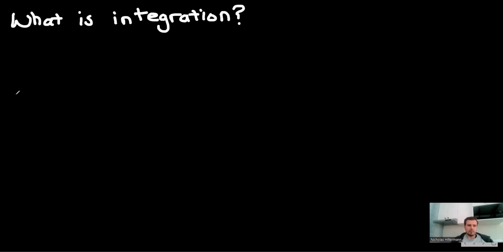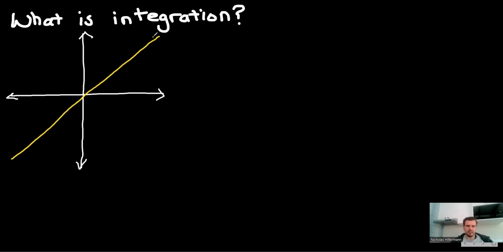So what is it? Well, if you start with calculus, they always begin with differentiation. Differentiation, you should know, is finding the slope of a graph. So if I have a function, let's call this function f of x, then if I was to find the slope of the graph, I would find f dash of x. Okay, so that's not integration. That is the opposite of integration.